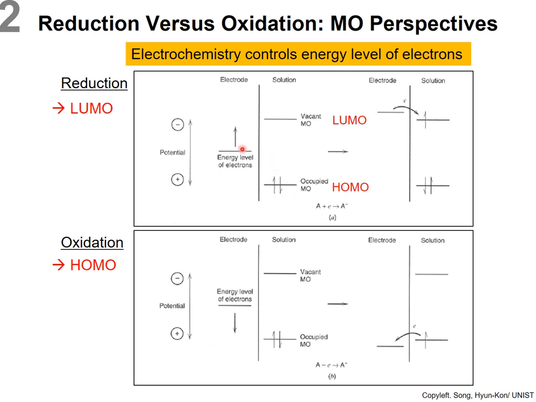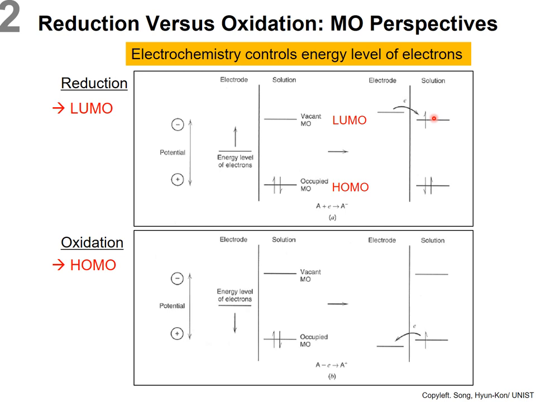Also, we cannot donate electrons from the electrode into the vacant molecular orbital, because the energy level of the vacant molecular orbital is higher, or more negative, than the energy level of the electrons of the electrode. Then I am applying some negative potential to the electrode. The energy level of the electrons is going up like that. And when the energy level of electrons in the electrode is more negative than the energy level of the LUMO of the electroactive species existing in solution, then an electron is transferred from the electrode to the electroactive species.